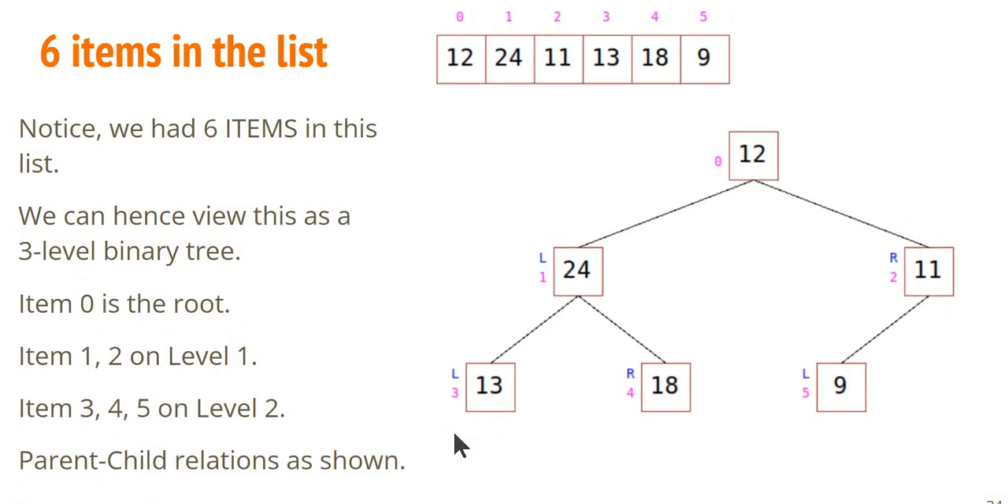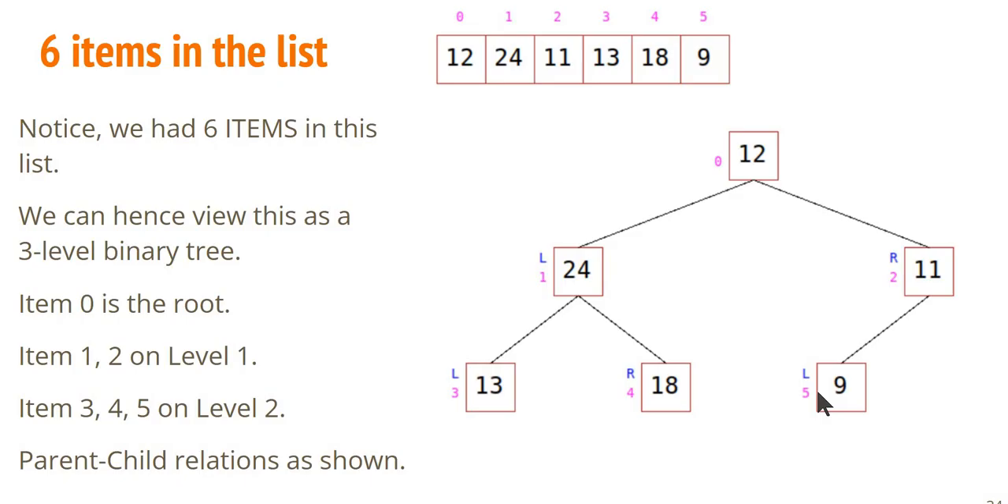Similarly, let's say 6 items. Now you can create more examples of this sort, but I'm just creating a few. 6 items, this is a 3-level tree. I must go left to right, top to bottom. So basically 12, 24, 11, 13, 18, 9. So this node has only one child. This here is empty, right? Because remember, we are filling from left to right.